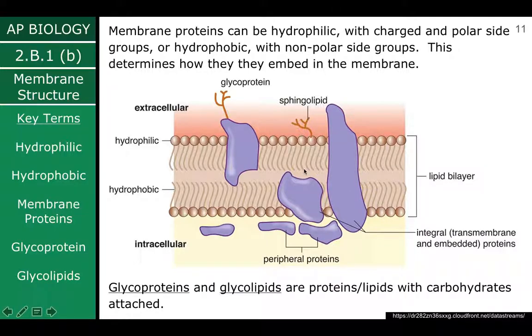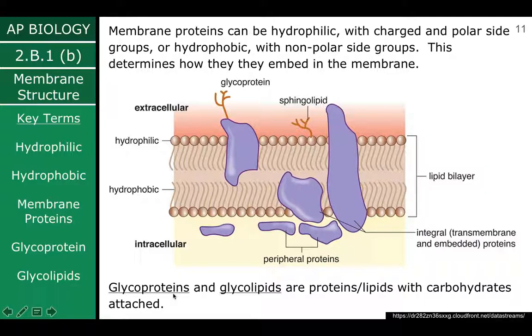So our membrane proteins can be hydrophilic with a polar side, or they can be hydrophobic with nonpolar side groups. This determines how they'll embed in the membrane. So if we look here, we have our glycoprotein. This is clearly hydrophilic, whereas internally here we are more than likely hydrophobic.